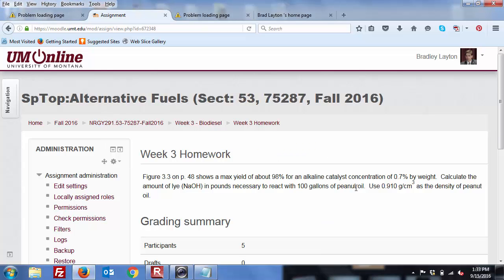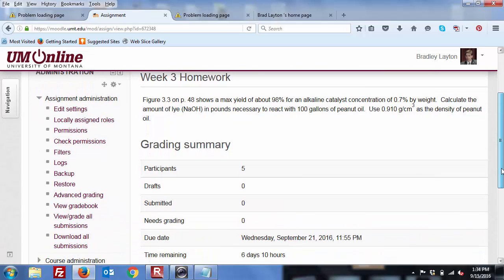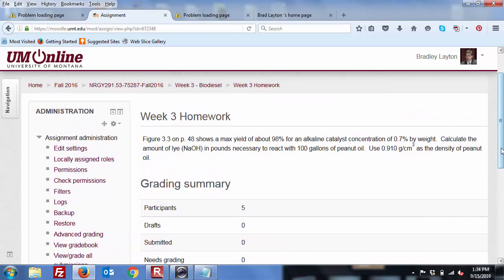Calculate the amount of lye, sodium hydroxide in pounds, necessary to react with 100 gallons of peanut oil. Use 0.910 grams per cubic centimeter as the density of peanut oil. So based on the problem that I worked on Tuesday, that should be quite doable. So that's the homework for Week 3. It's just this one problem. So it doesn't have anywhere in the book that would be demonstrated.